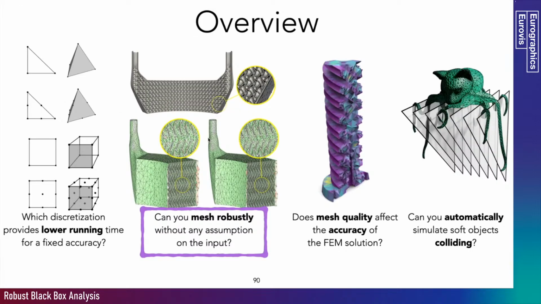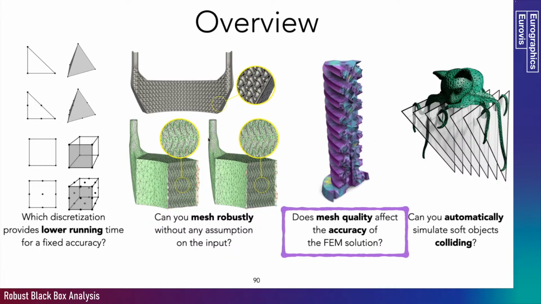We know we can generate tetrahedral meshes robustly. The big question is, do we need to create perfect meshes with perfectly regular elements, or can we run simulation even on imperfect meshes with some elements which are really bad? So this is what I will try to explain in this part of the talk.